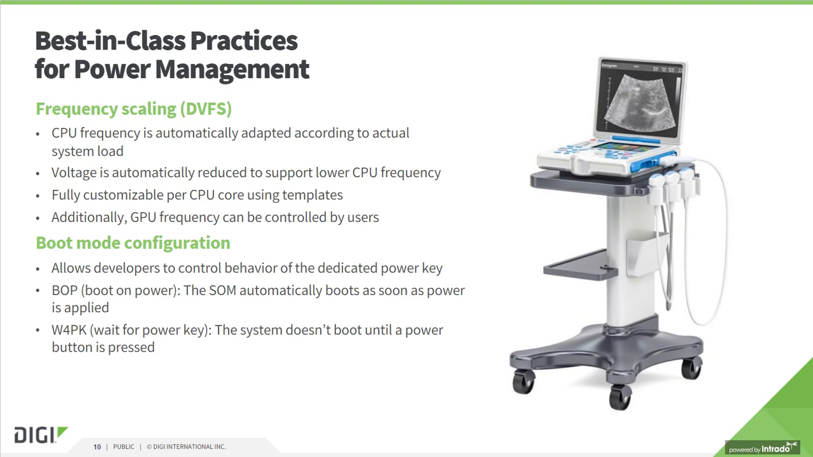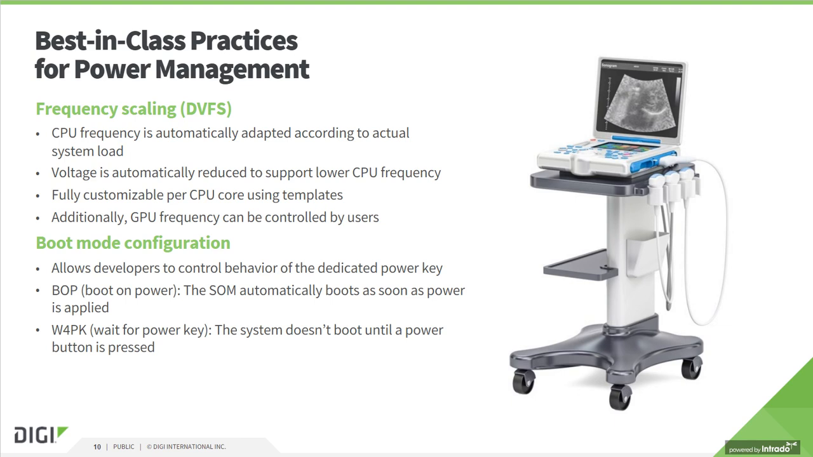Dynamic voltage and frequency scaling, or DVFS, is a feature of modern computing systems that provide automatic adaptation of CPU frequencies and voltages according to the actual system load. In the Digi solution, this can be fully customized per CPU core using predefined templates. And in addition, DVFS can be applied to the graphical processing unit as well, further increasing potential optimization of power efficiency.